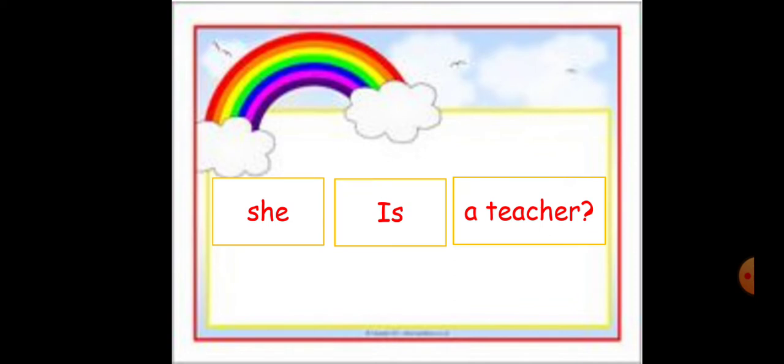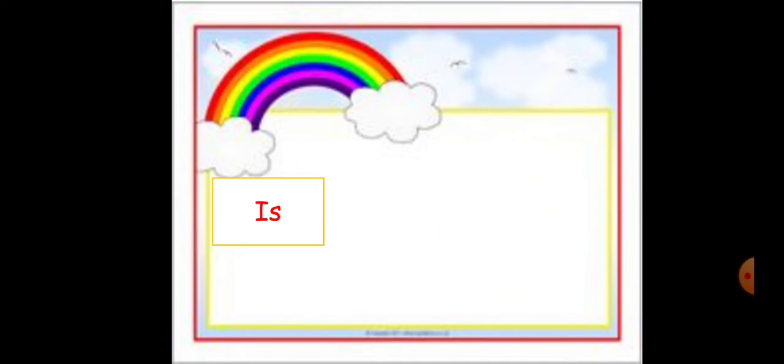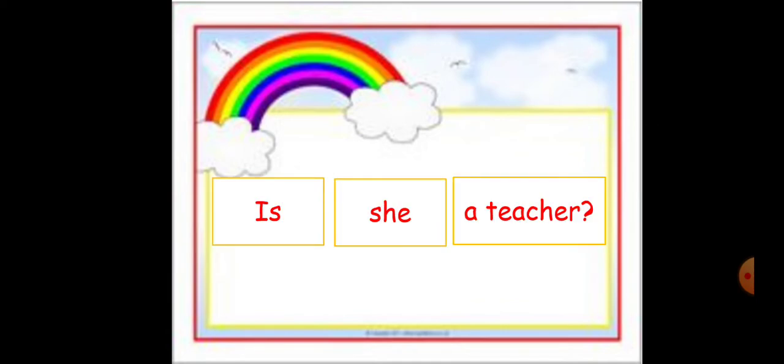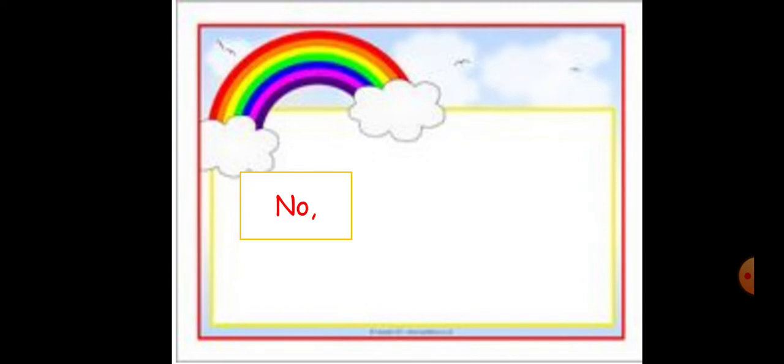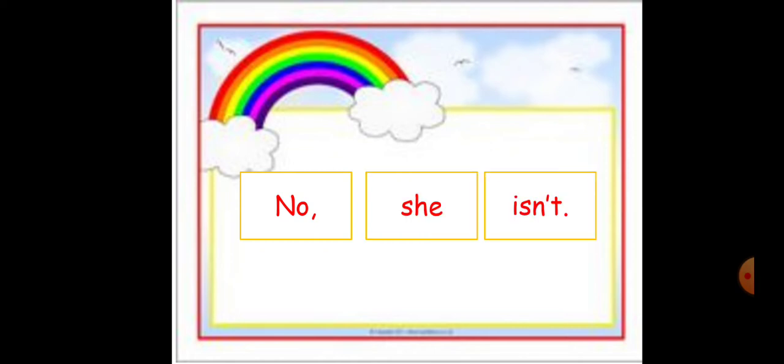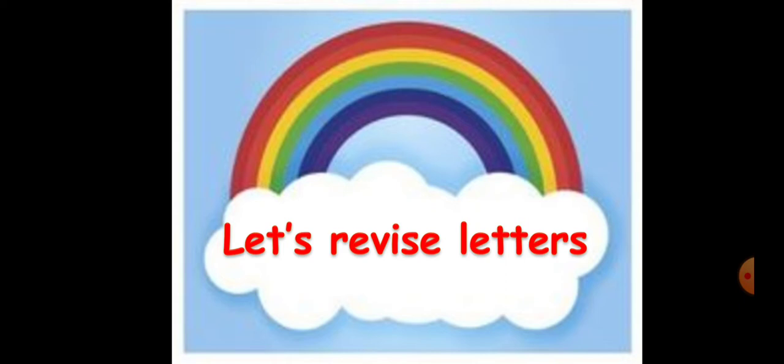Look at this question. She is a teacher. Can you reorder the words? So we start with, is she a teacher? Excellent. Now let's reorder the answer. So we have, no, she isn't. Excellent. Now, let's revise the letters.